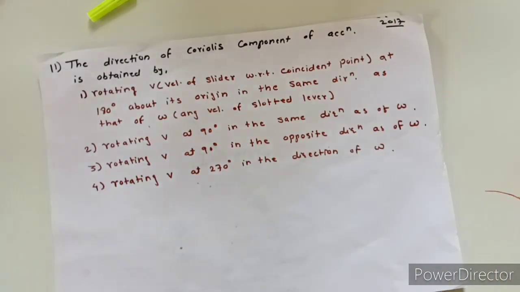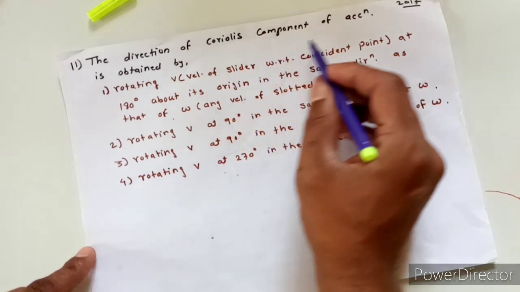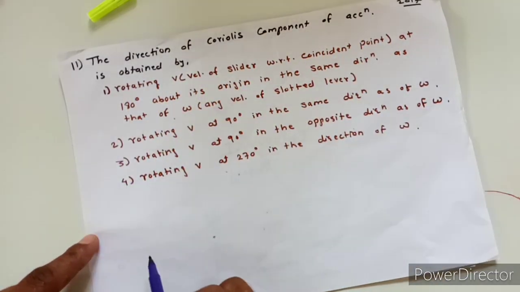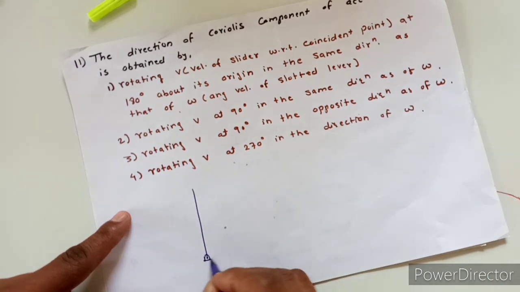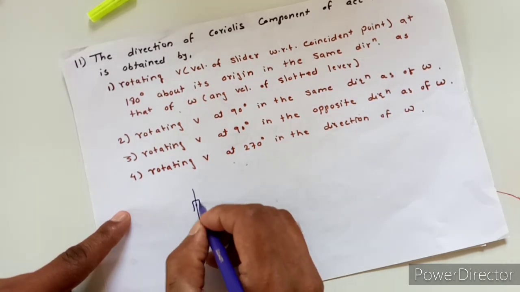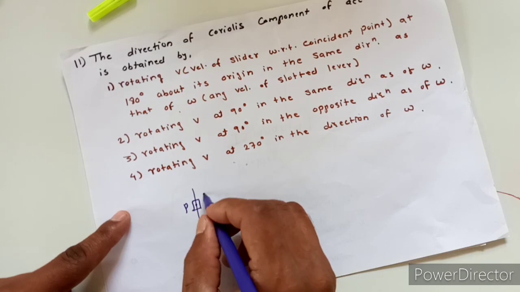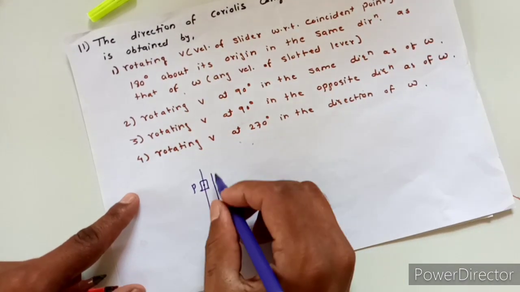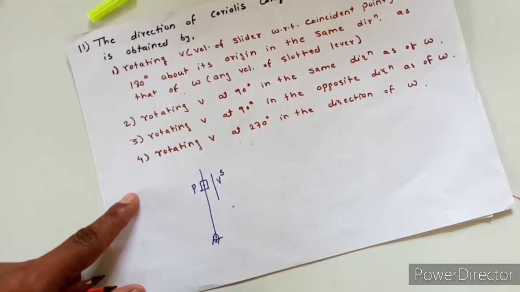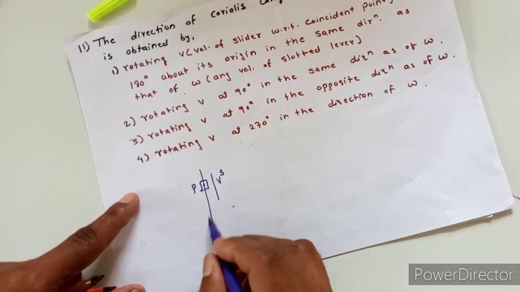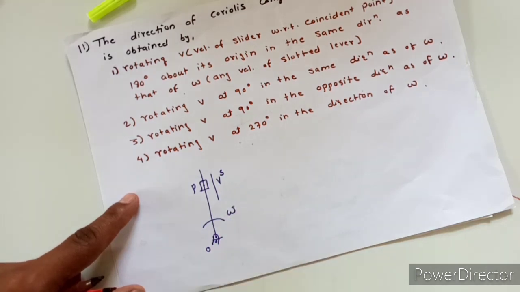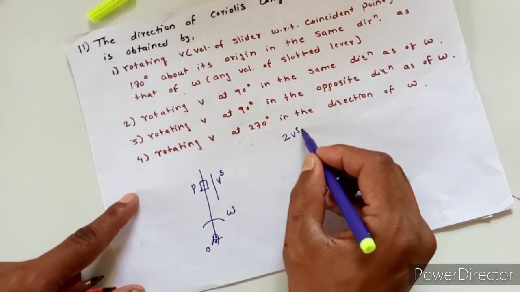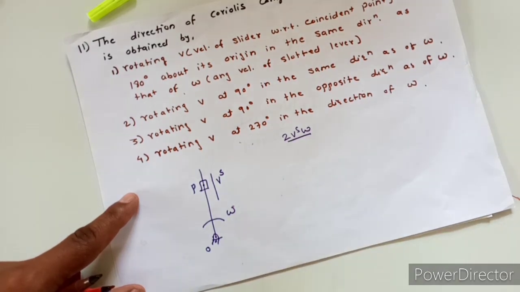Now question number 11. The direction of Coriolis component of acceleration is obtained by. I will directly give the solution. We know that when the slider slides along this link, it will have the sliding velocity. Now when this velocity vector of slider P rotates with this link, there is a Coriolis component of acceleration whose magnitude is twice vs into omega.